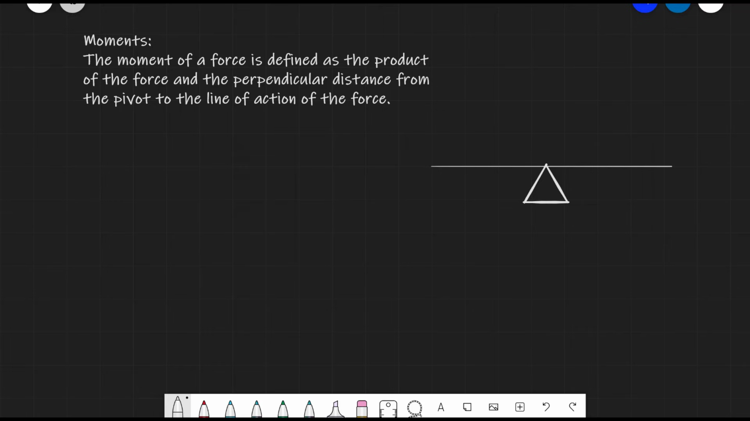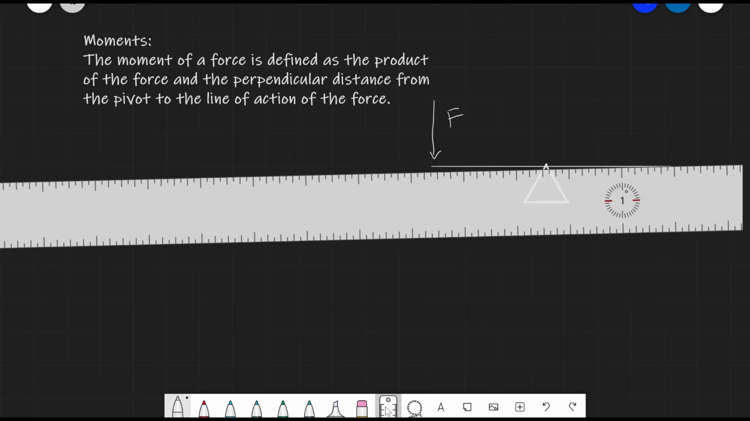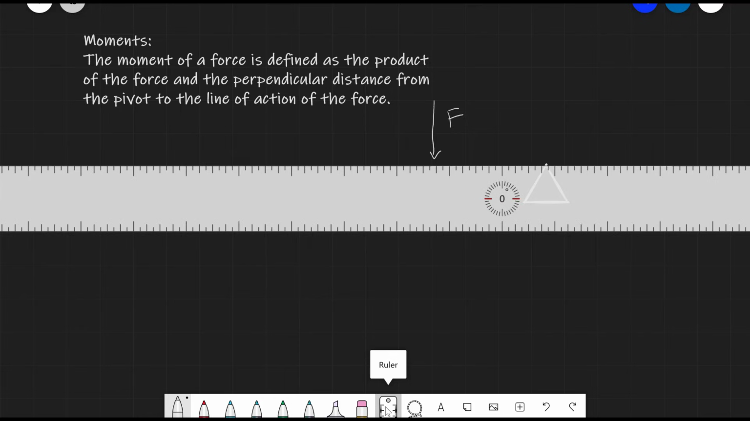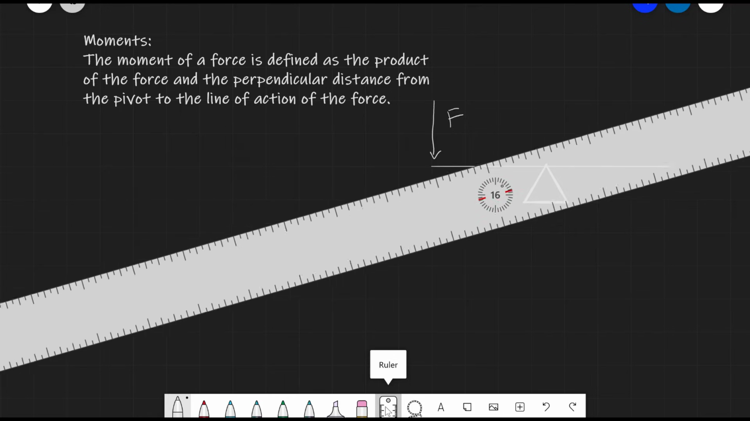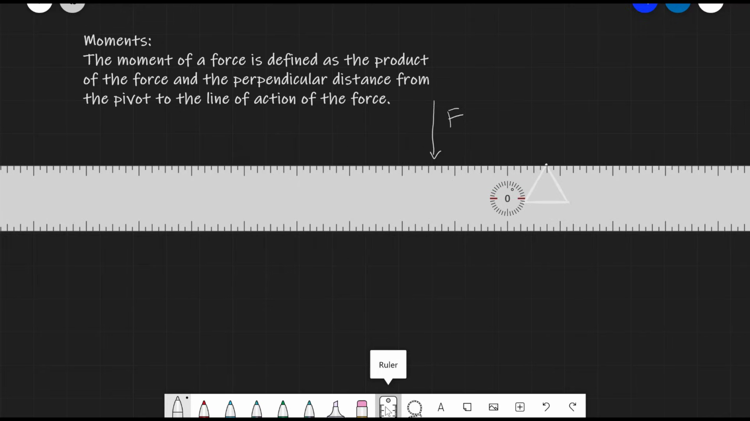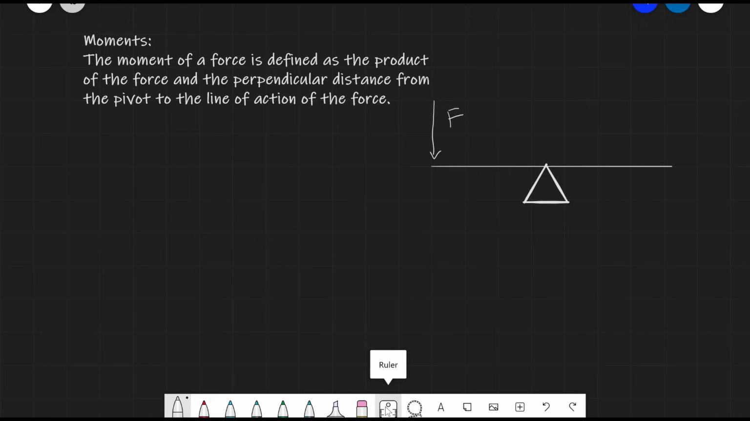Imagine that you have a seesaw like this, and let's say that we have some sort of a force F, maybe somebody sits down. Well, what's going to happen to this seesaw? We immediately know that there's going to be a turning effect, and the whole seesaw will start moving in this direction. Depending on which way the seesaw will be moving, we could have an anti-clockwise moment. If the whole thing is moving in the anti-clockwise direction, we'll have an anti-clockwise moment.